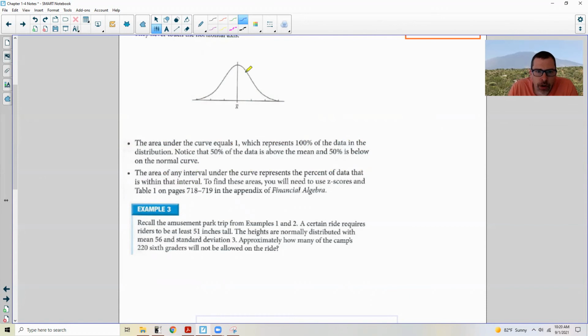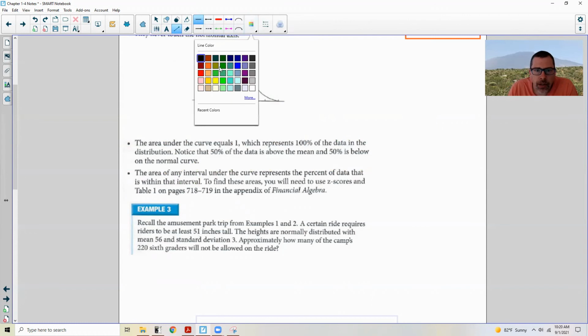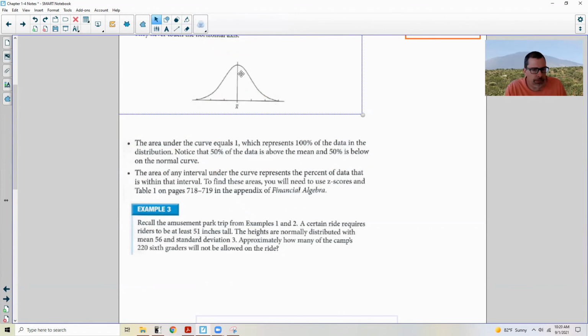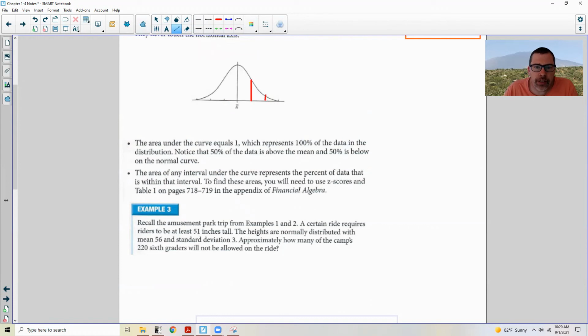So in other words, if I wanted to know how much data fell between the first and second, here is the first standard deviation right here. If I drew a vertical line up like that, and here's the second standard deviation right here, and I wanted to know how much data fell in this area in here, that would be part of the area under the curve that equals one. The area of any interval under the curve represents the percent of data that is within that interval.